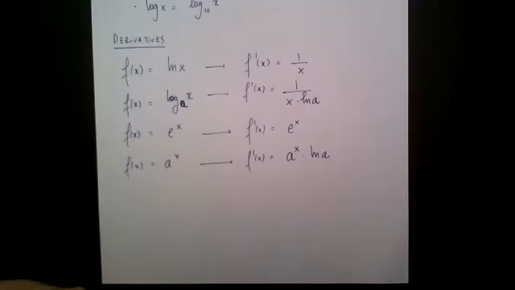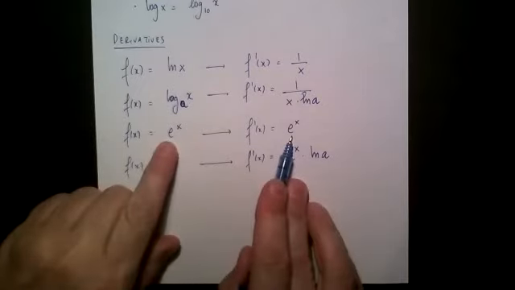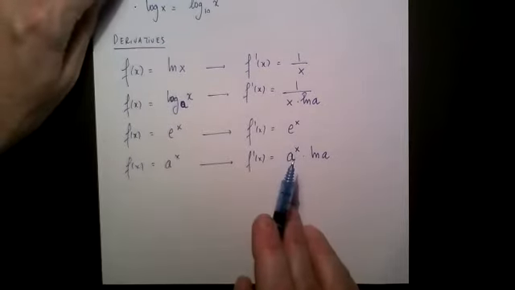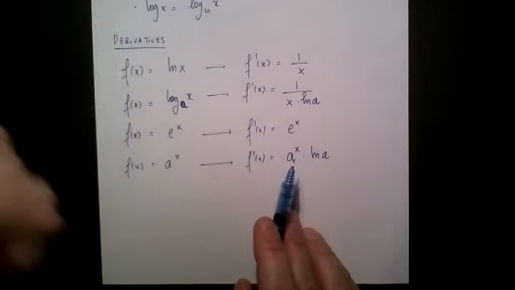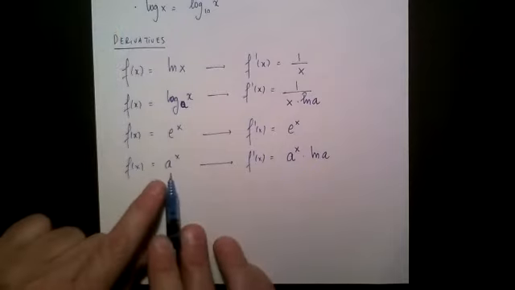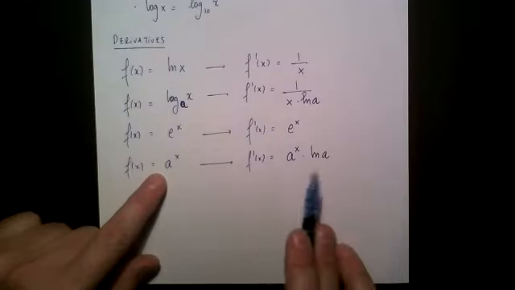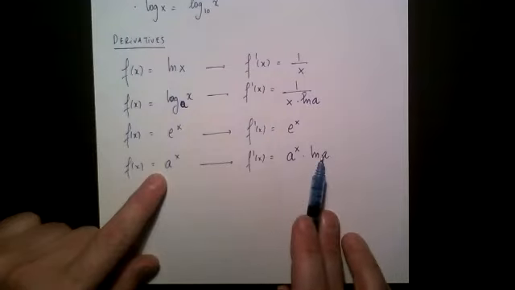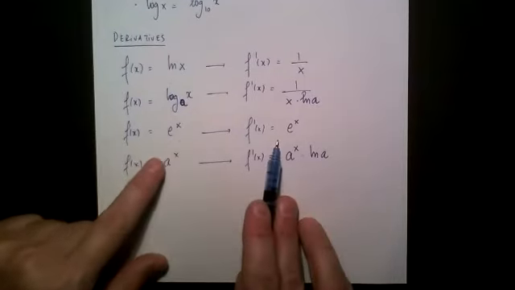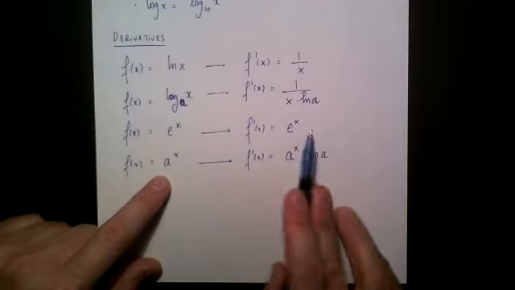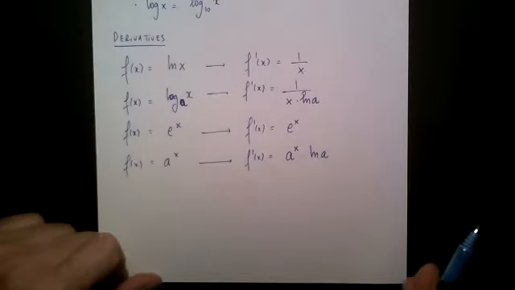Okay, questions? So e power x is the same thing, right? The derivative stays the same. That's what's so interesting about the e constant. Because for any other number, if you want to derive a power x, you'll have a power x times the ln of a. But for e power x, you'll have e power x times ln of e, and ln of e is 1, if you know. Okay.